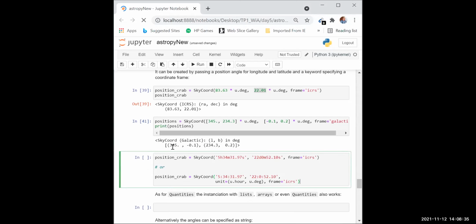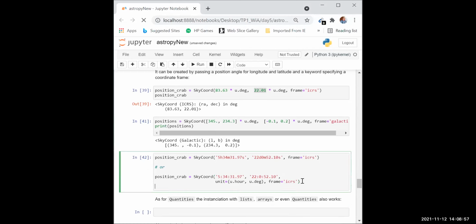So now we have this position crab, which we have defined here. And we are writing it in terms of hours, minutes, and seconds, right? And we'll see that now. If you write this position, yeah, so let me comment one of this, and I will write the positions now.